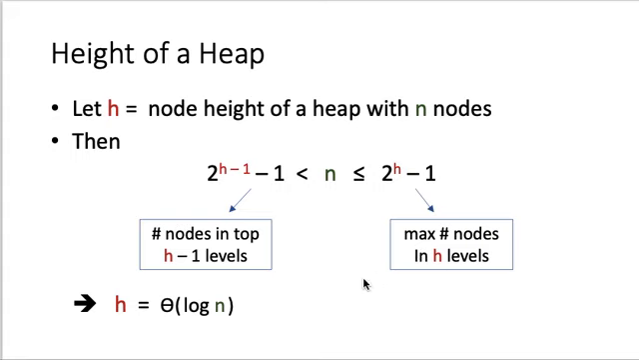Okay. Now because of this, if we take log on both sides, we will see that roughly h minus 1 is less than log of n, which is less than or equal to h. So in that case, we see that h is theta of log n.